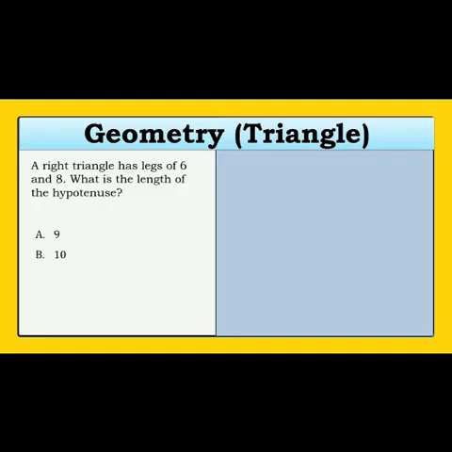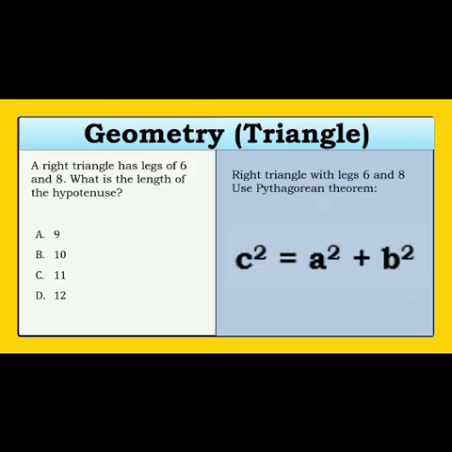A. 9, B. 10, C. 11, D. 12. What do you think the answer? Alright, let's find out. So, right triangle has legs of 6 and 8. So, to find the length of the hypotenuse, we're going to use the Pythagorean theorem. So, what is a Pythagorean theorem? So, this is C squared is equal to A squared plus B squared. Alright, so C is equal to the square root of A squared plus B squared.